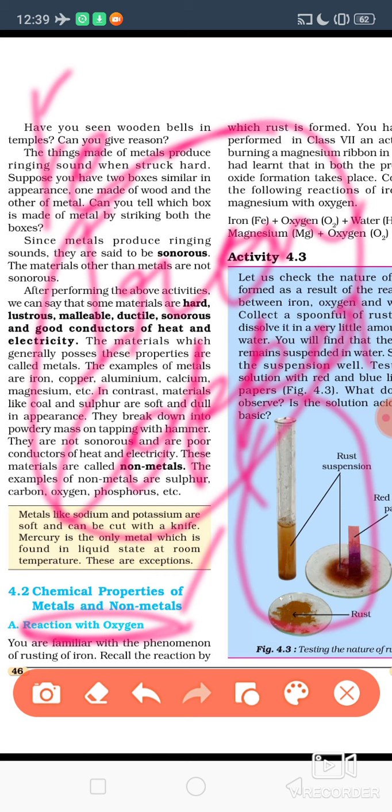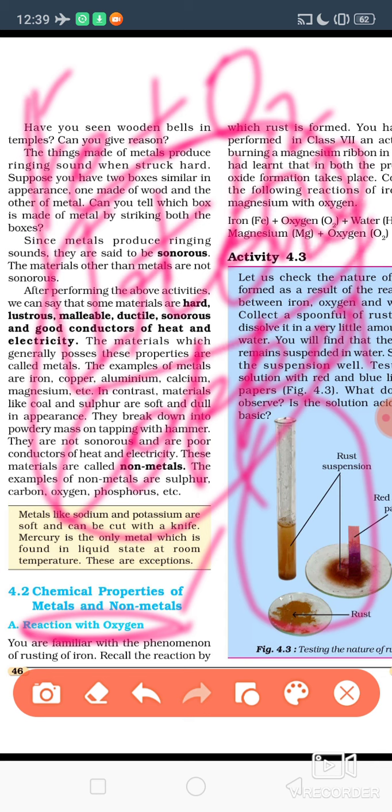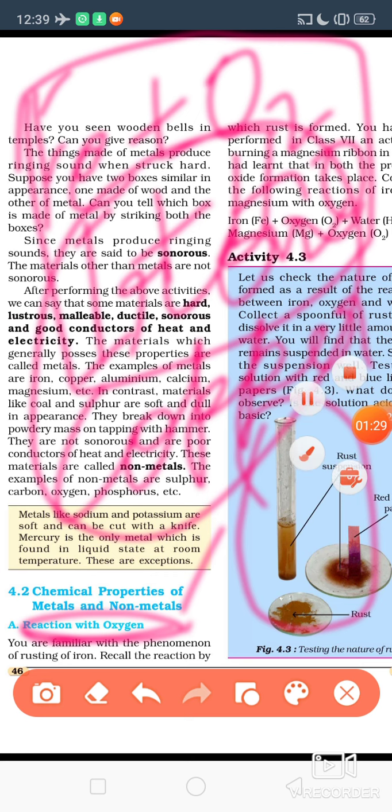Now this iron, its symbol is Fe. If it is reacted with oxygen and water or water vapor, what will happen? Rusting will occur. That much you must have studied in class 7 also.